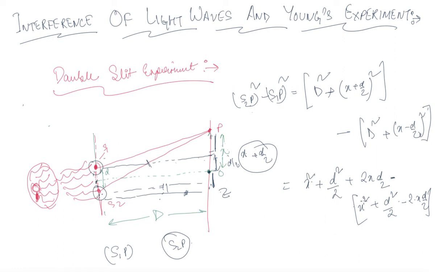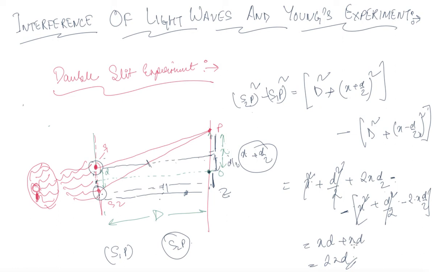So this x square gets cancelled because there is a minus sign in front of this. D square by 2 gets cancelled and minus minus becomes plus. So this becomes xd plus xd, because this two also gets cancelled. So this becomes twice xd. So the distance is twice xd.